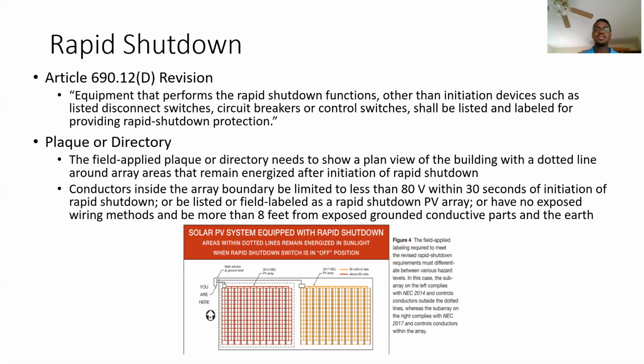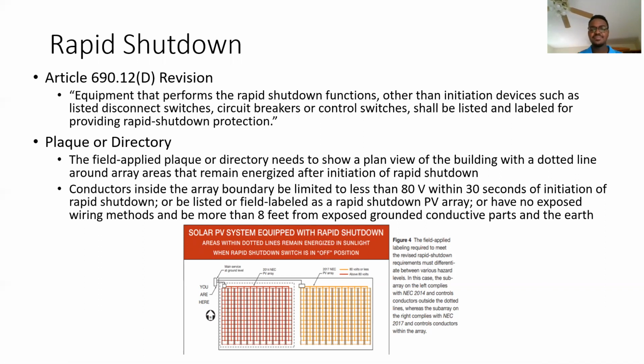So the conductors inside of the array boundary have to be limited to less than 80 volts within 30 seconds of the initiation of the rapid shutdown. So this picture on the bottom kind of describes what the label and list should look like.